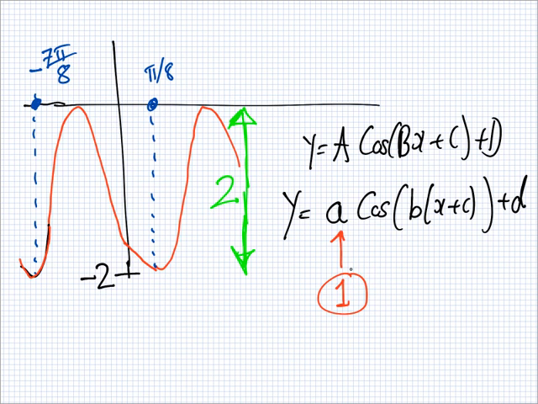There's been a drop in height by minus 1. Minus 1, yeah. So that means the d here is minus 1. Okay. Now, let's have a look at the b and the c.